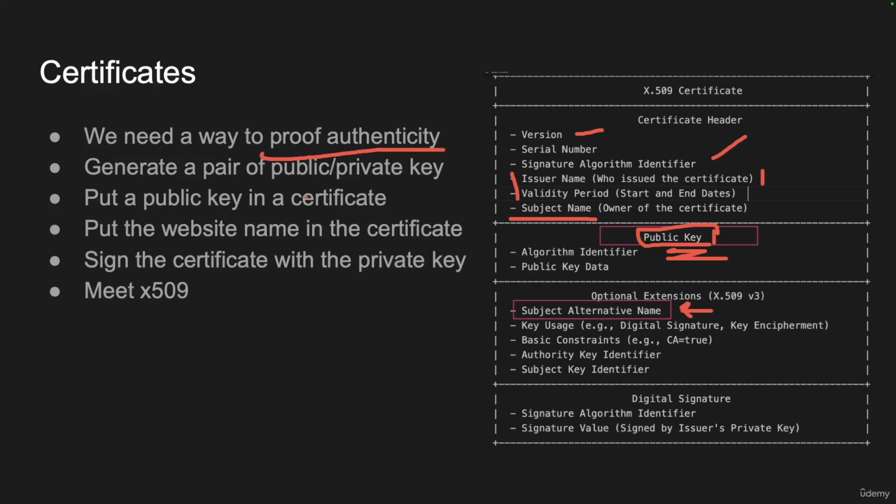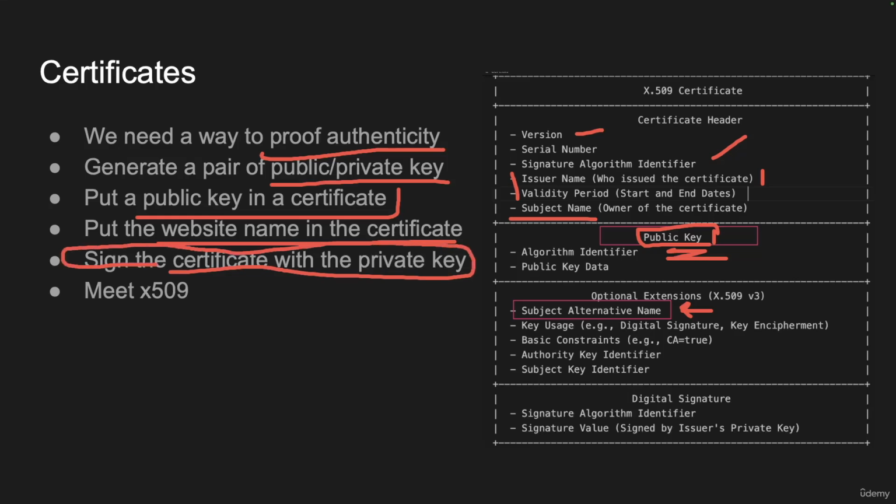So here's what you do. You generate a pair of keys, private and public. You generate a private key, and from the private key, you generate the public key. And using both, you can generate a certificate. What you do is you put the public key in the certificate. That's all you do. And you put the website name in the certificate. And then you sign the certificate. With what? With the private key. You don't put the private key inside the certificate. That defeats the purpose of the whole thing. Right? That defeats all purpose.